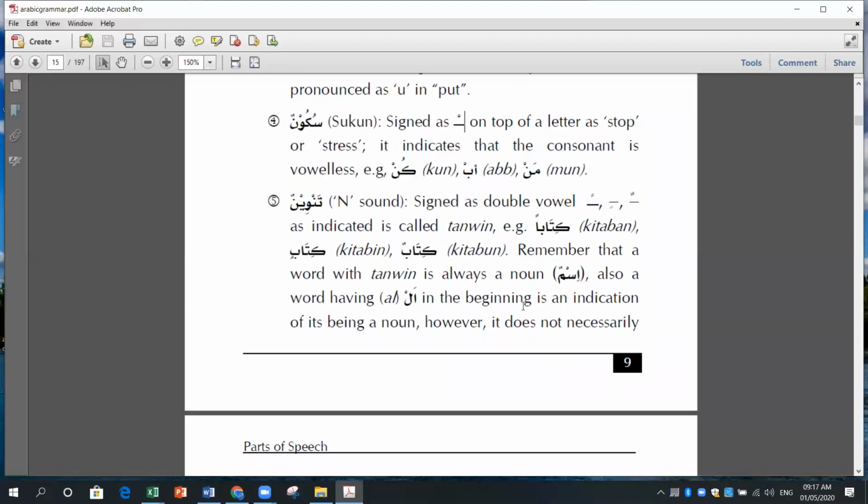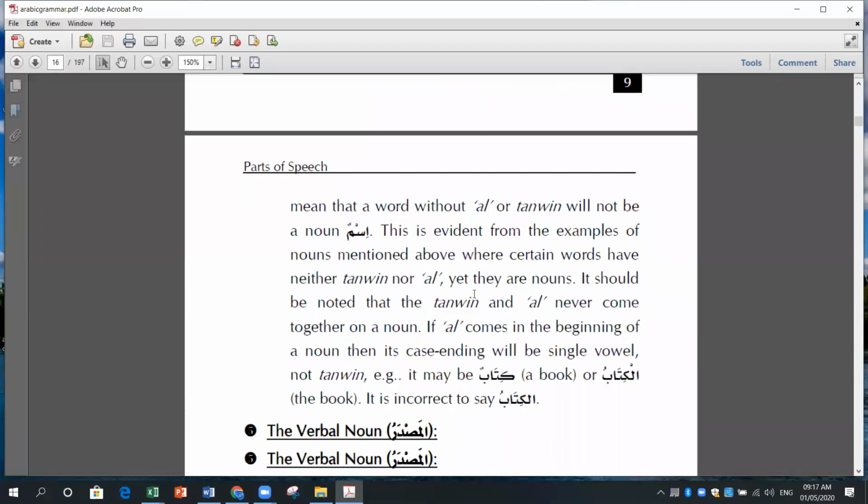When these letters are doubled, these harakat are called tanween and they make the sound of noon. That's why they call it tanween.